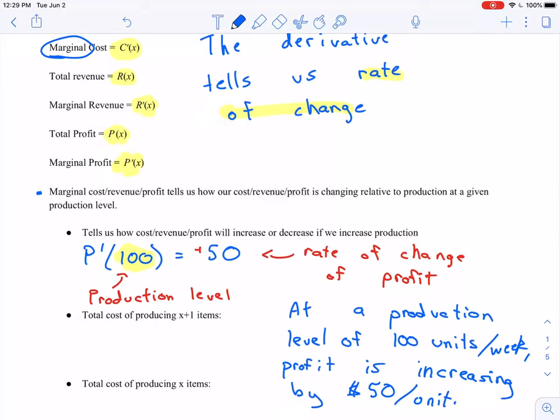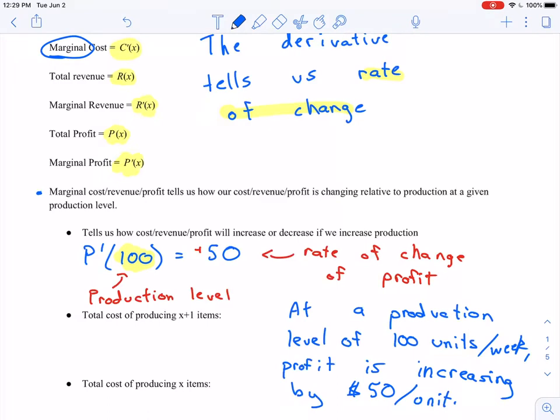Now, this doesn't tell the whole story, as we'll see later on, but it does give you an idea if you're trying to decide whether we should increase or decrease production. You can look at this and say, well, my rate of change, my marginal profit, is positive, so if I choose to increase my production, it will increase my overall profit.